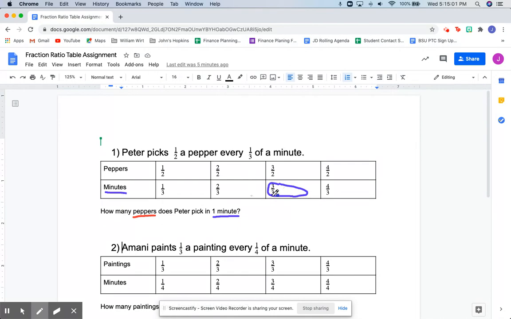Okay? So now we've located our 1 minute. We've located this on the table. And now we just want to figure out, in this 1 minute, how many peppers did Peter pick up? And all we have to do to find that answer is go up here and look right here. Look at that. This is the amount of peppers that Peter picked in this amount of time. So he picked 3/2 peppers in 1 minute.